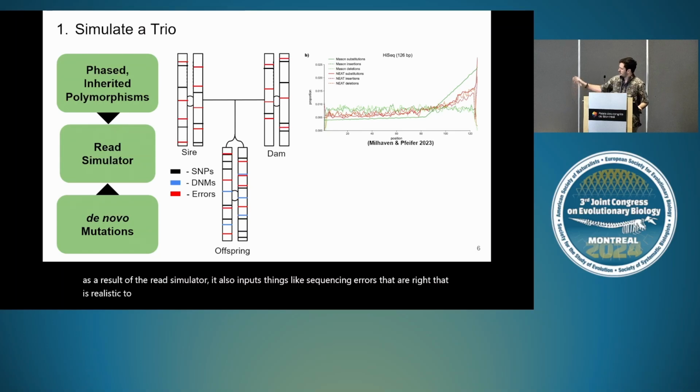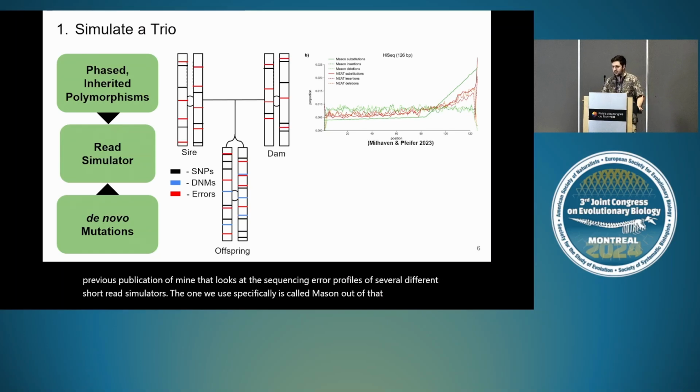Illumina sequencing. That picture on the right there is actually from a previous publication of mine that looks at the sequencing error profiles of several different short read simulators. The one we use specifically is called Mason. Out of that publication, it was deemed to be the best and most analogous to Illumina error profiles.